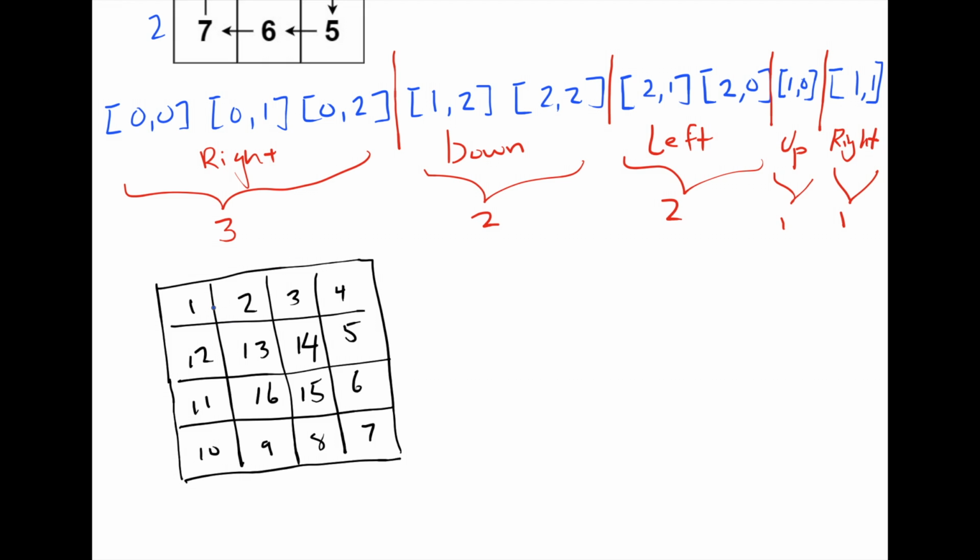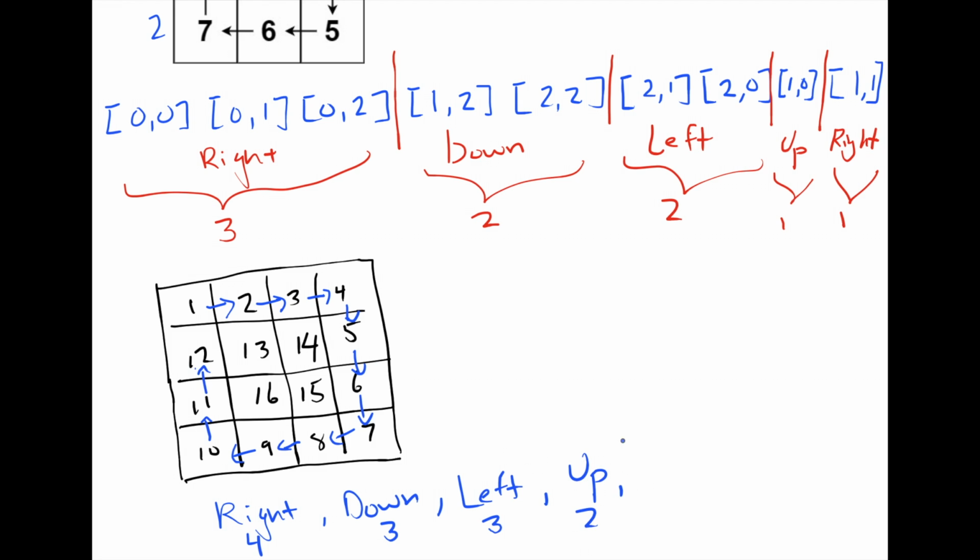Let's see what we would do if n was equal to 4. We would still start at 1 and then go to the right, 1, 2, 3, 4. So we would get 4 values going to the right, and then going down, we get 3 values, 5, 6, 7. Then 3 values to the left, 8, 9, 10. Then up 2 values, 11, 12. To the right, 13, 14, 2 values. Down 1 value. And then finally left 1 value.